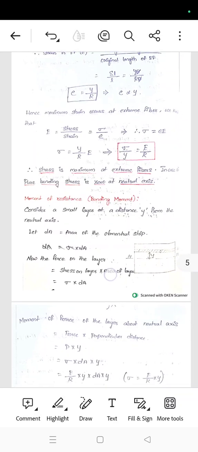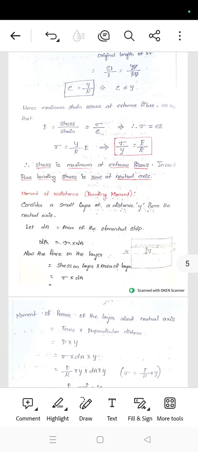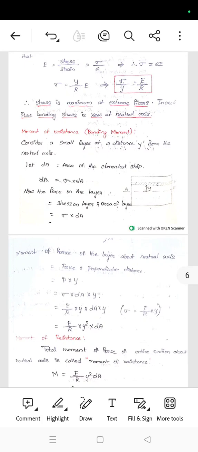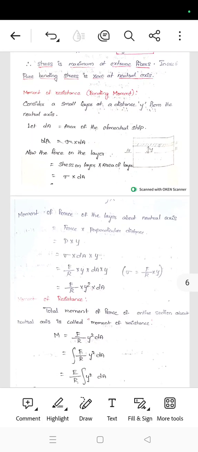Next is moment of resistance. Again we consider a small layer at a distance of y from the neutral axis, this time at the top section. There dA will be considered as the area of the elemental strip, at a distance of y from the neutral axis. Now the force on the layer is stress times area. Stress we have considered as sigma, and the area is dA. The moment of force of the layer about the neutral axis will be force into perpendicular distance, that is y.